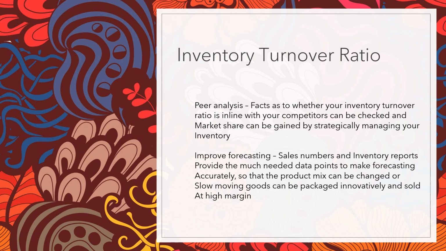Improving forecasting. Sales numbers and inventory reports provide the much needed data points to make forecasting accurate, so that the product mix can be changed or the slow moving goods can be packaged innovatively and sold at high margin.